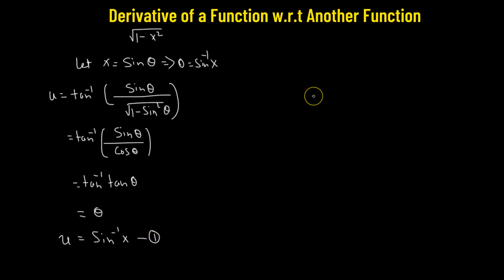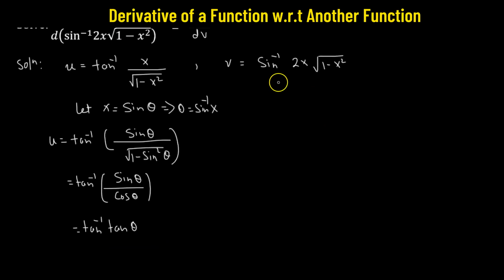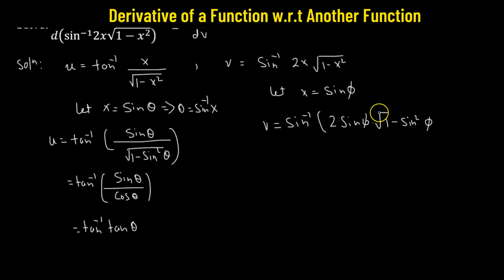We'll find its derivative, but before that, let's also simplify the expression for v. So we will simplify the expression on the right hand side of v using a substitution. We will consider x to be equal to sine phi, such that v is equal to sine inverse of 2 times sine phi multiplied by square root of 1 minus sine squared phi, which gives us sine inverse of 2 times sine phi multiplied by cosine phi.